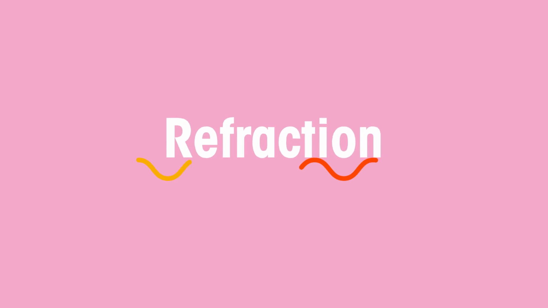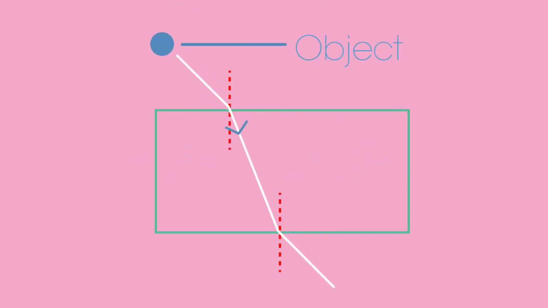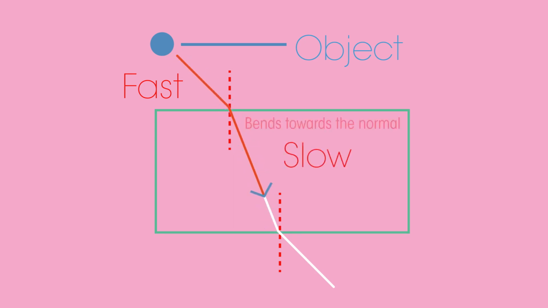So what happens during refraction? Sound waves and light waves change speed when they pass across the boundary between two substances with different densities, such as air and glass. This causes them to change direction, which is called refraction. If a light wave passes from a medium in which it travels faster to a medium in which it travels slowly, then the light wave will bend towards the normal.